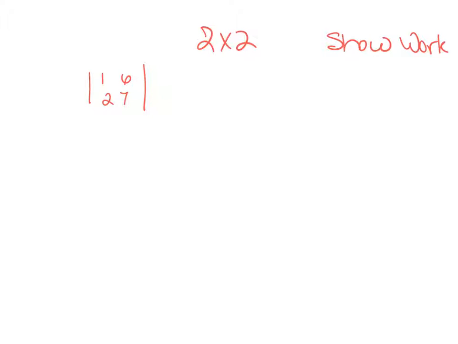For a 2 by 2, it's pretty easy because you're going to multiply these two numbers and multiply these two numbers. And then I'll show you what you're going to do. So 1 times 7, and you're going to subtract 2 times 6. See the other one? So it's going to be 7 minus 12, which is -5.